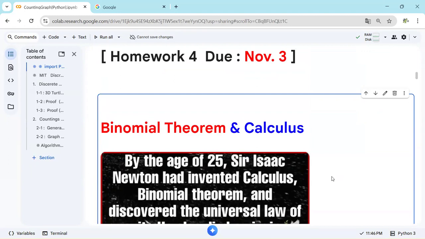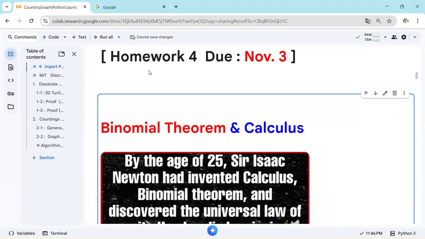Let me introduce the binomial theorem and generating function for this Monday classroom. For the next Monday, November 3rd, there will be a quiz on the binomial theorem, especially the binomial theorem for the integer n. That is a very fundamental theorem in discrete mathematics.